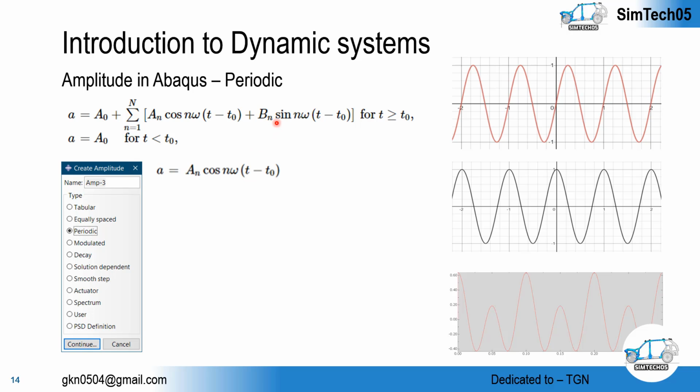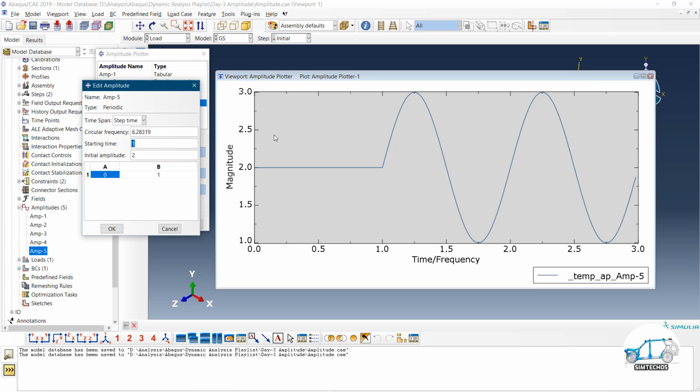And if you want to define the sine curve, how can you define the sine curve? Just pause the video and think. Of course, by putting the a n value as 0, so this term will be 0. A naught we already considered 0, and this becomes b n sine n omega t minus t naught. So in this way you can define the sine plot and cos plot. Let me explain in Abaqus.